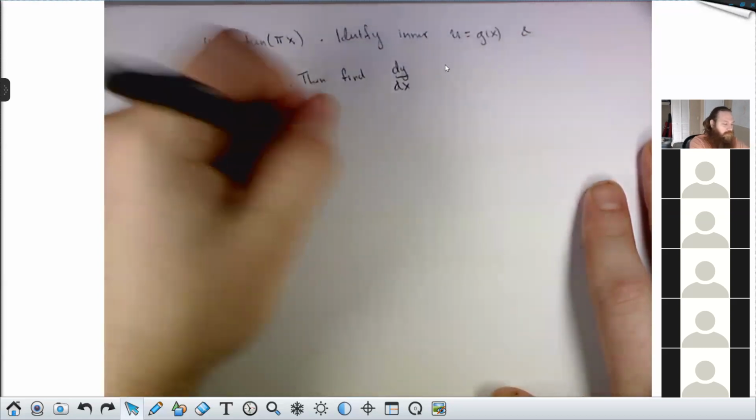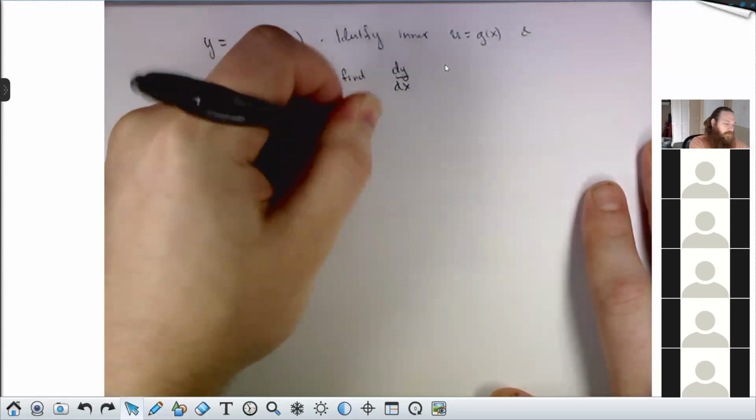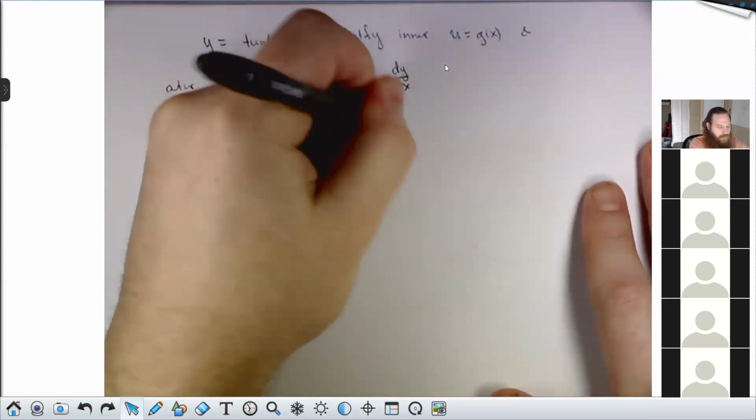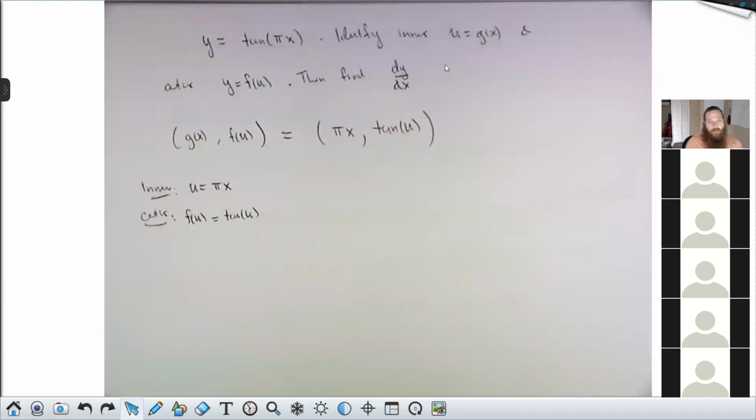So they just want me to tell them what's the inner. That's what goes in the first thing here. So this first guy would be pi x and f of u is tan u. Writing it as an ordered pair like this feels a little bit silly, but there's a sense in which it works, right? Input comma output, that's how we think about graphs of functions usually. So that's what they're doing.